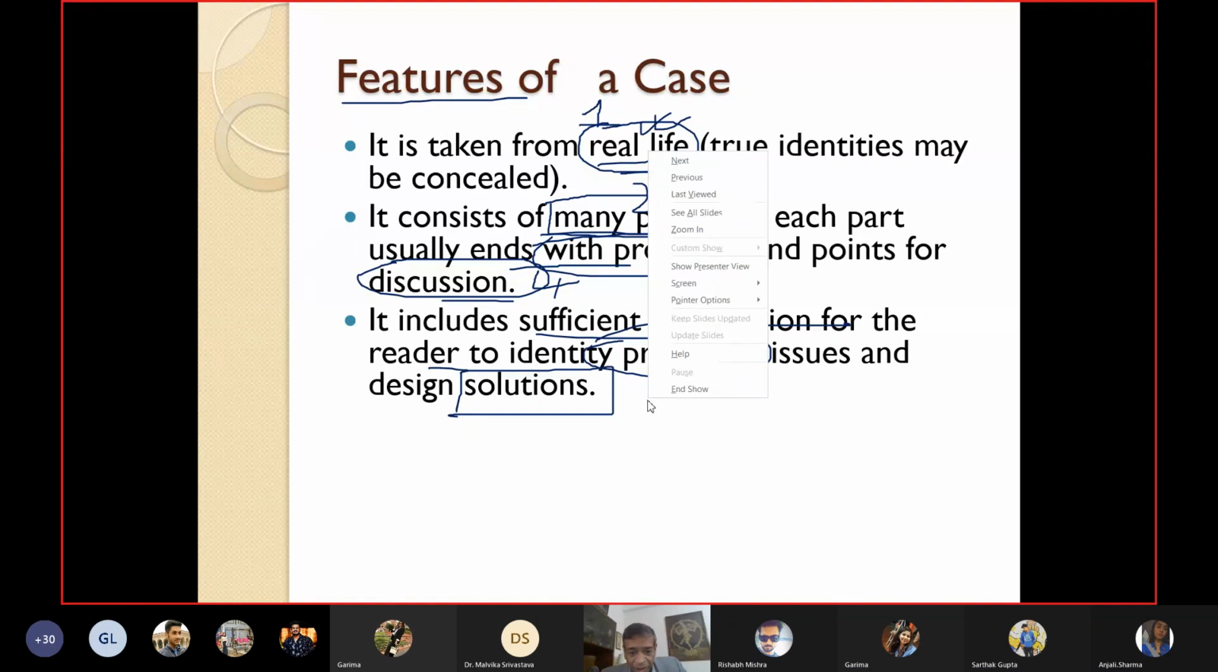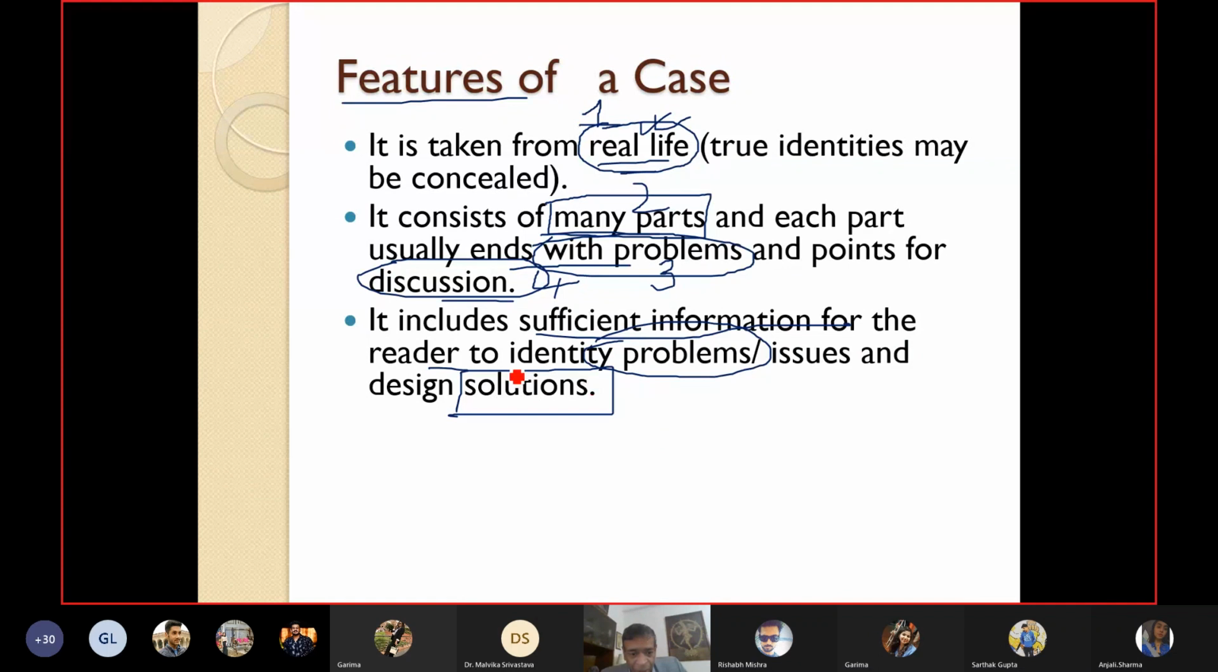So I'll just change my pointer marker here to make it even clearer that we need to have a solution. So a case is taken from real life. It consists of many parts. Each part addresses a problem, and these problems are discussed further for designing solutions. So this is point number 5. So 1, 2, 3, 4, 5. These are the features of a case.